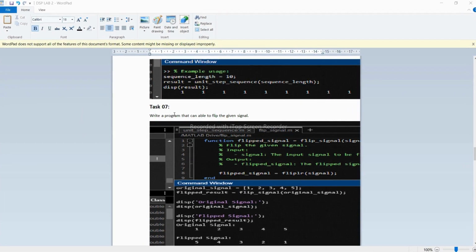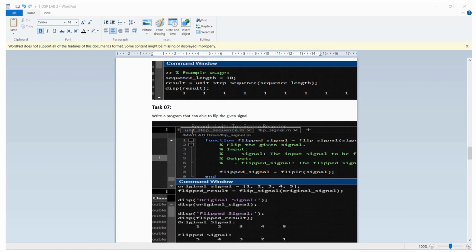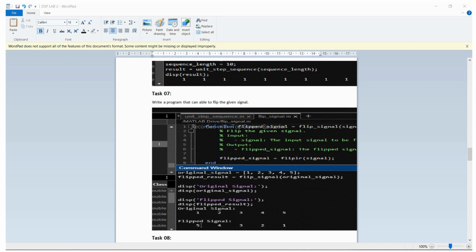Now we come to task number 7. We are asked to write a program that can flip the given signal. After writing the following code, the given signal will be flipped as the output. We have the original signal from 1 to 5. After flipping the signal, it will change the sequence, that is, it will start from 5 4 3 2 1.